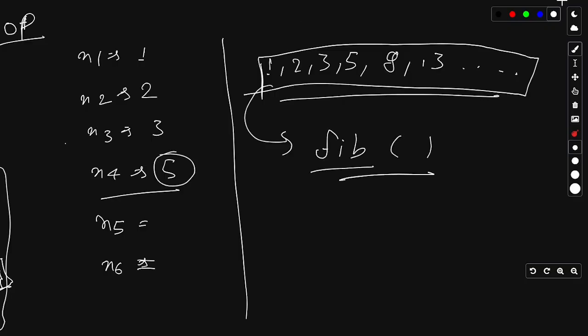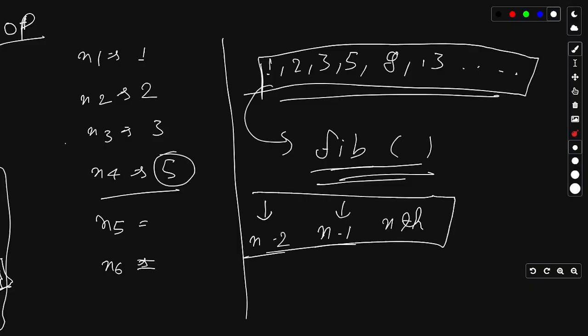Fibonacci series. A Fibonacci series is a series in which the nth number is dependent upon n minus 1 and n minus 2. Like it is dependent upon the previous two numbers in the series, right? This is the relation.